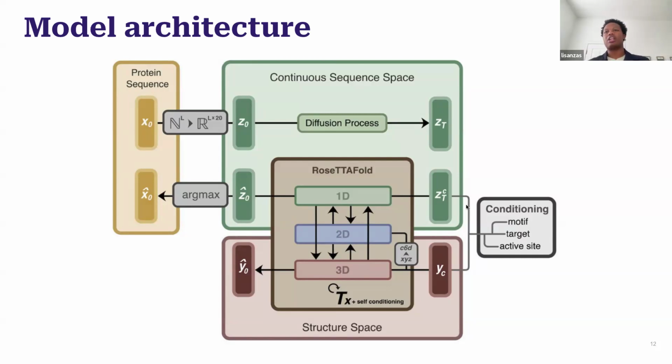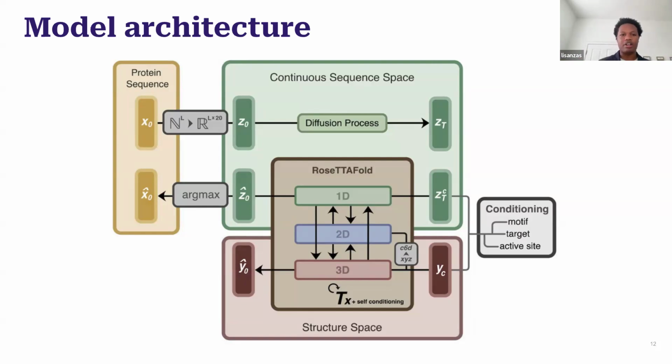Then we condition on certain aspects as well, both in sequence space, in green here, and also structure space, in red here. That gets passed on to RoseTTAFold, and that gives us our predicted Z naught. Then to get back to discrete space, we just argmax, and we get our predicted x naught. For structure space, we don't need to do anything because we work in structure space directly, so we get Y naught, and that's overall what we're doing here.